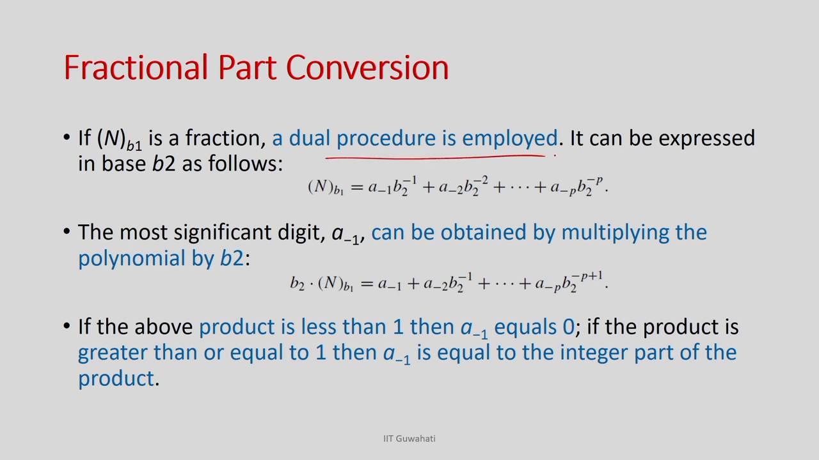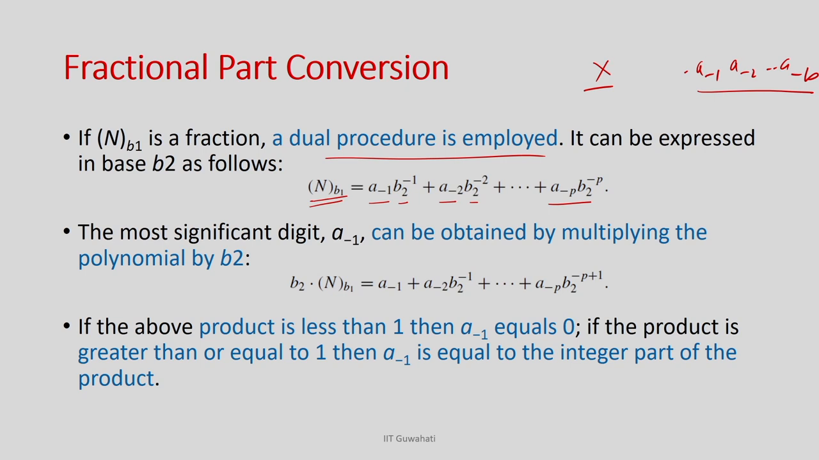So, you know that if the number is in base b1, the fraction part has a minus 1, a minus 2 to a minus p. So, it will be a minus 1 into b2 to the power minus 1, then a minus 2 into b2 to the power minus 2 and so on, till a minus p into b2 to the power minus p. So, this is in base 2, right, because I am assuming these numbers are in base 2. So, this is unknown to me. I have to again find out these values.